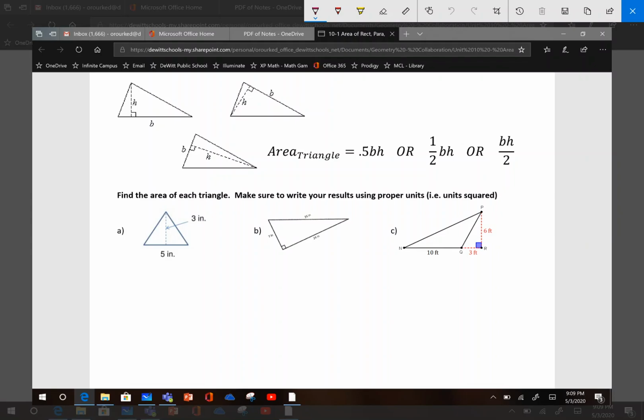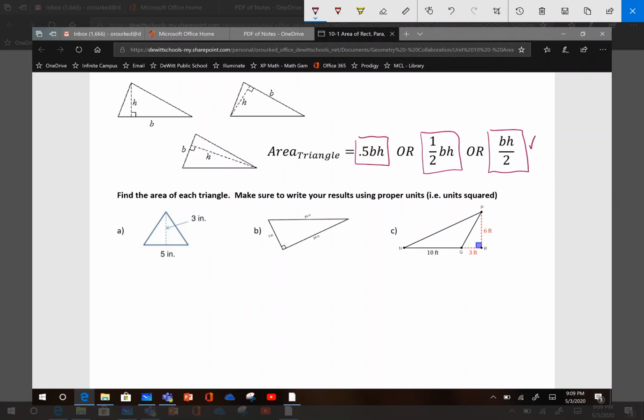This is video 3 of 4 on calculating areas. This time we're going to work with a triangle. Here are 3 variations of the area formula for a triangle. Here's one of them, here's the other, and here's the last. All of which mean exactly the same thing.